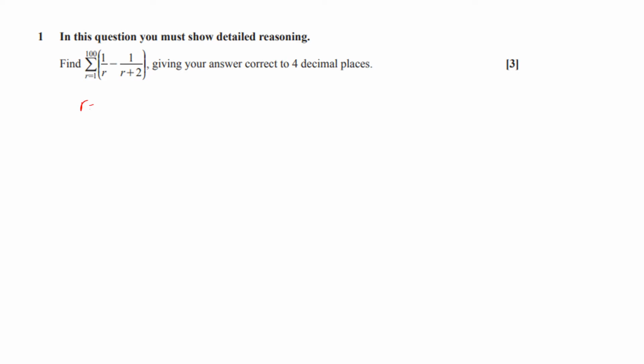So when r is equal to 1, you'll have 1 over 1, which is just 1, minus 1 over, when r is 1, 1 plus 2 is going to be 3. And then r is equal to 2, so you'd have plus 1 over 2, minus 1 over 4. So notice when the r is even, the number on the bottom is even, and then 2 more is still even. Then when r is equal to 3, you'll have 1 over 3 minus 1 over 5. r is equal to 4, plus a quarter minus a sixth. So it's going to alternate as it does in the formula there.